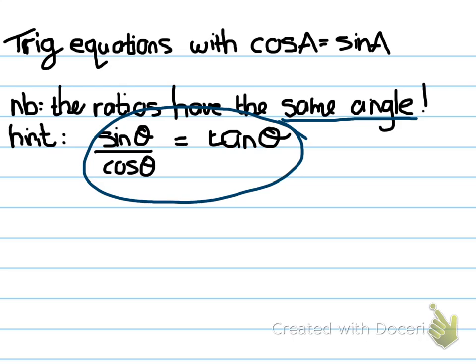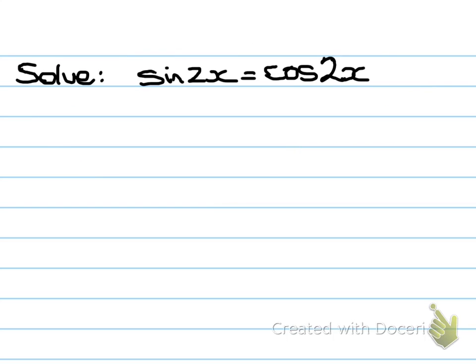We only need to look at two examples here. They're very straightforward, but they crop up all over the place, so it's good to remember exactly how to do them. Okay, so here's my first example. Sine 2x equals cos 2x. So notice what I said just now. They have the same angle. Okay. And remember my hint that sine over cos is tan.